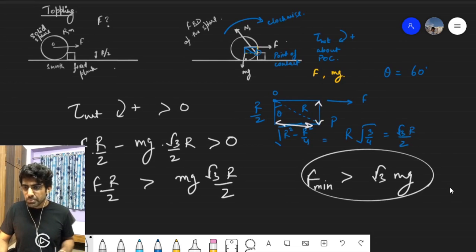Now remember, if this F force is exerted at a point other than the center, the mechanics will change. The arm length will be changed, and therefore the net torque will change. We will have some other force. The value of this force will change. I hope you understood the problem.